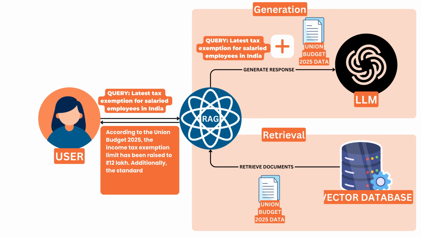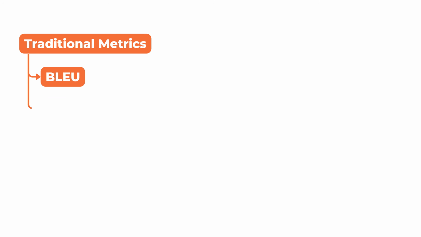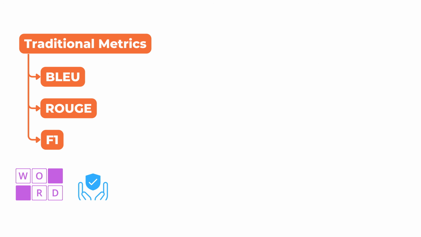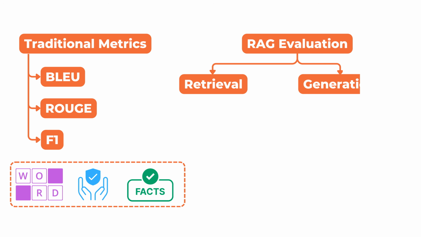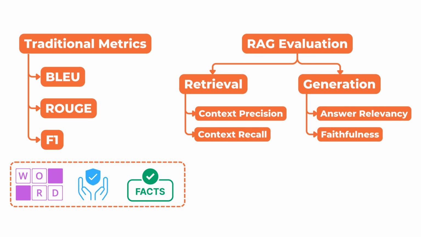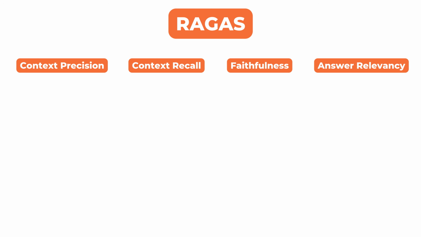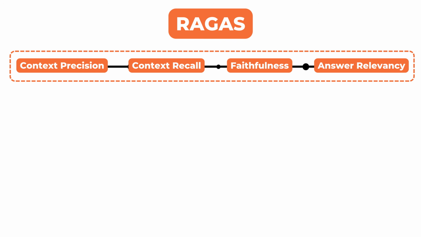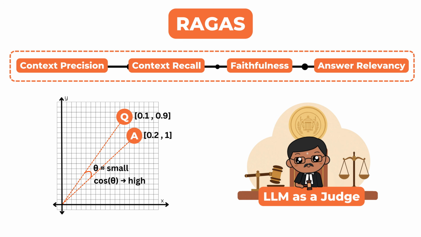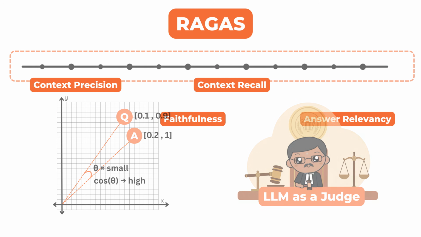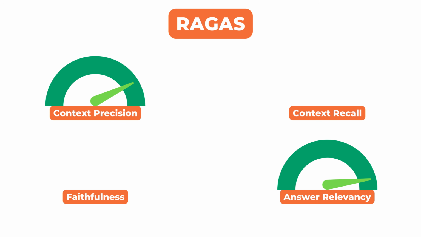RAG systems need evaluation methods that look beyond surface level text similarity. Traditional metrics like BLEU, ROUGE, and F1 help us understand wording, coverage, and factual elements, but RAG adds another layer through retrieval and grounding. Metrics such as context precision, context recall, answer relevance, and faithfulness help evaluate these two steps clearly. And frameworks like RAGAS bring these evaluations together into a simple, consistent workflow supported by techniques like embeddings and LLM-as-a-Judge. With these tools, it becomes straightforward to identify where a RAG system is strong and where it needs improvement.